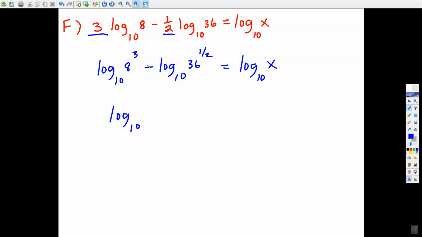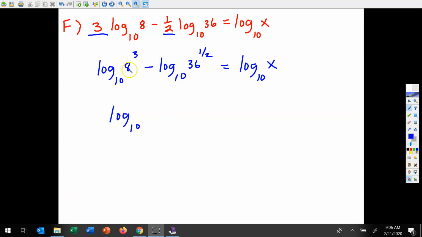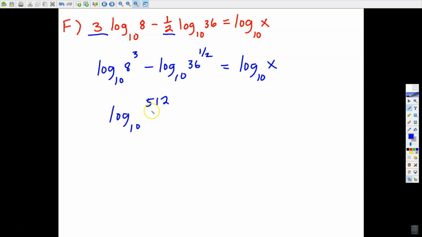So I'm going to grab my calculator and do 8 to the third power. All right, so 8 to the third power is 512. So putting these two together as a single log base 10, it would be 512 divided by 6. This is the same thing as the square root of 36. And I'm just going to bring down the right side.